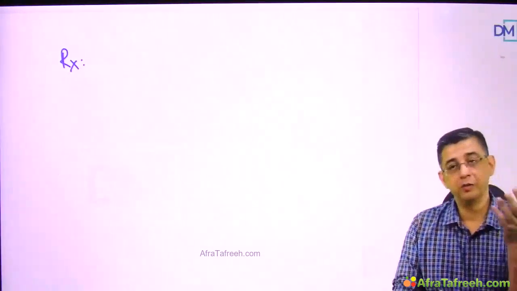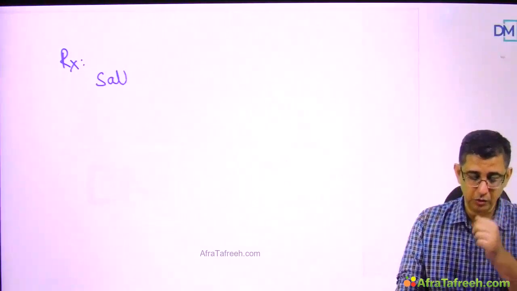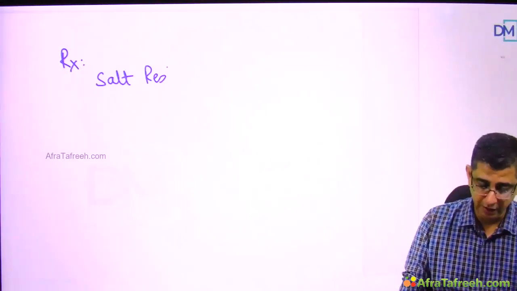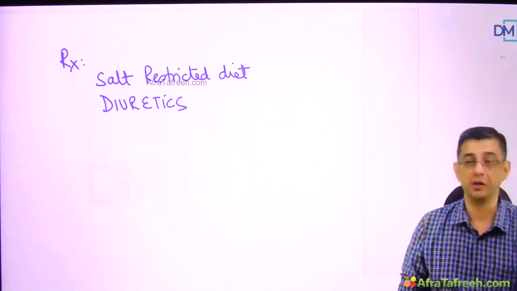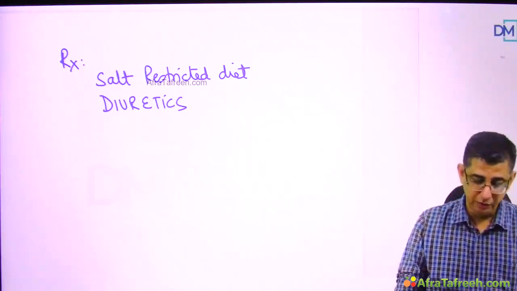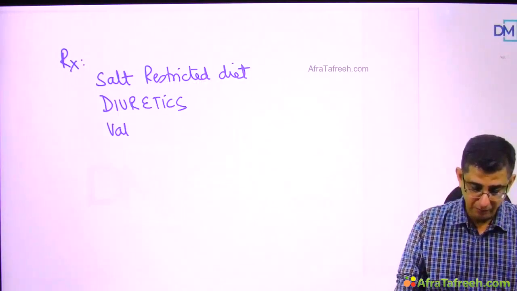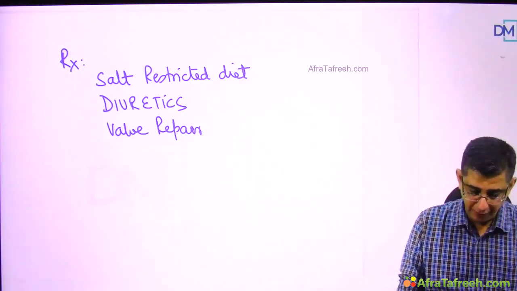Coming to the treatment of this particular condition, one of the foremost things to be done is obviously a salt restricted diet, since these patients are having ascites, and the second important role would be that of diuretics, where we can use aldosterone antagonists for the patient. The main treatment for this patient would be valve repair. Ideally, this valve repair should have occurred at the time of mitral valve repair only.